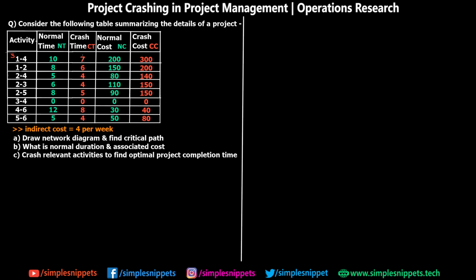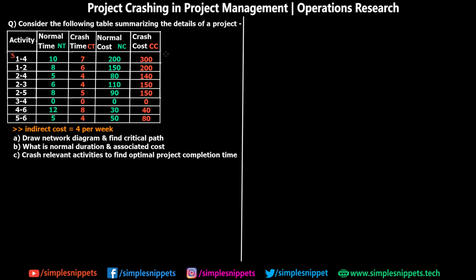Obviously there is going to be a limit on every activity that can be crashed or reduced. Normally it takes 10 weeks, but when you crash it, it takes 7 weeks. Similarly, activity 1 to 4 normally costs 200 rupees, but when you crash it, as I mentioned, the cost goes up, right? Because you add on more resources to it. When you crash it, it will be completed in 7 weeks, and that's why it is going to take 300 rupees instead of 200 rupees.